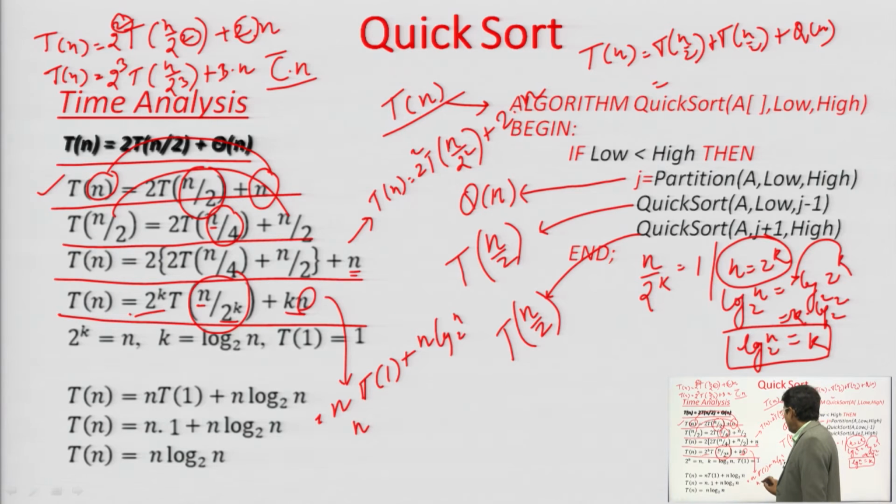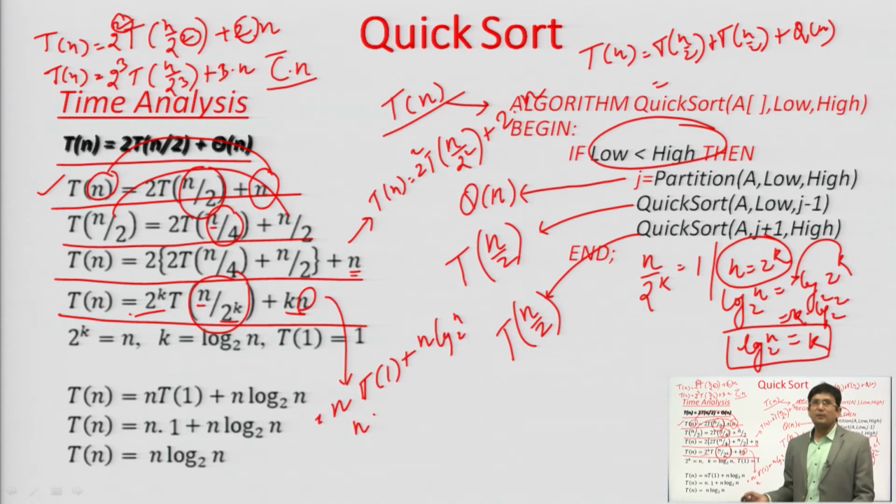Can we write it as n? T(1) means what? T(1) means we have a one size problem. If we have a one size problem, it means we will go to the quick sort, we will check this condition and will terminate because this condition will fail. So, in one statement only, you will be in a position to know that quick sort has not to be processed further. So, the value of T(1) is taken as 1 here. So, n into 1 plus n into log n to the base 2.